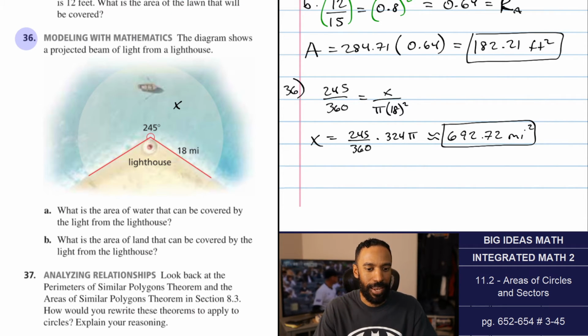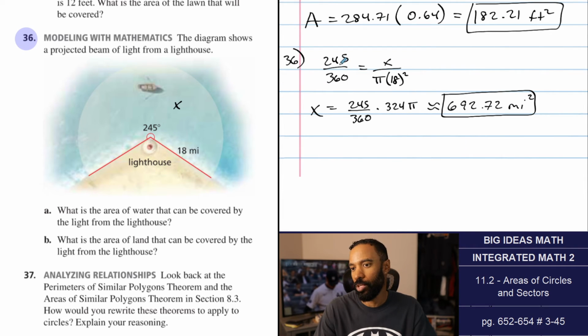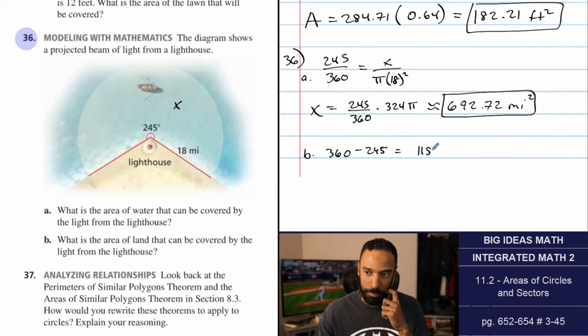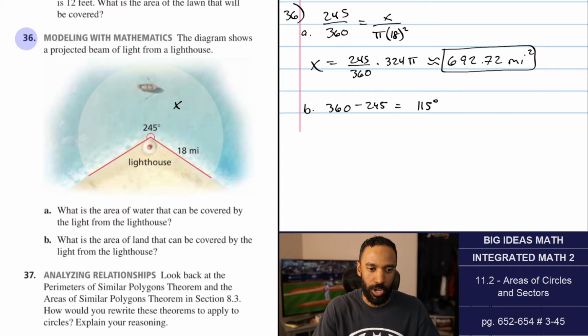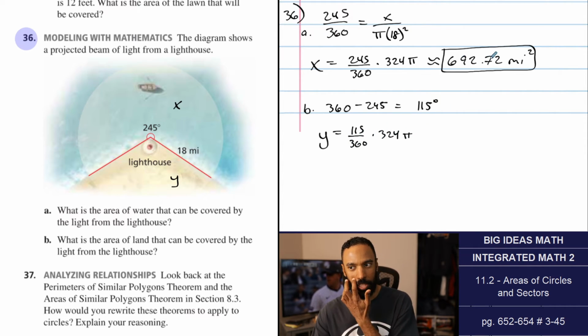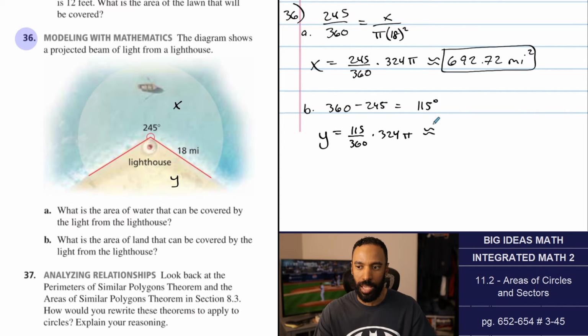What is the area of land that can be covered by the light from the lighthouse? So we kind of did this before. This is part A. We do 360 minus 245 and get the rest of it. So 115 degrees. Let's call this Y, and we'll do 115 out of 360 times 324 pi. You could also subtract this from 324 pi, but I'd use the exact number that you had in your calculator before. So let's do that.